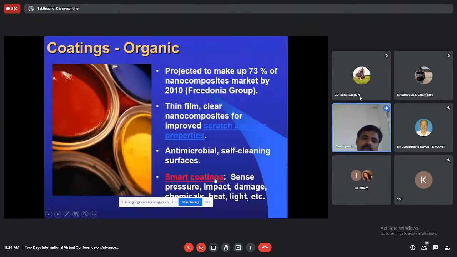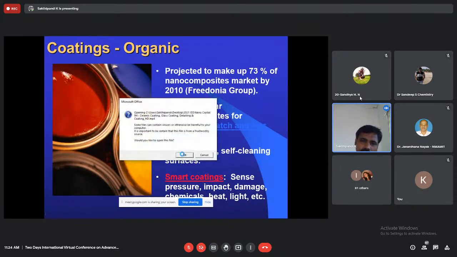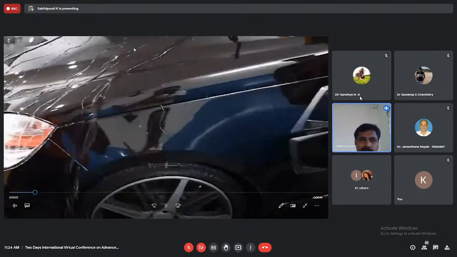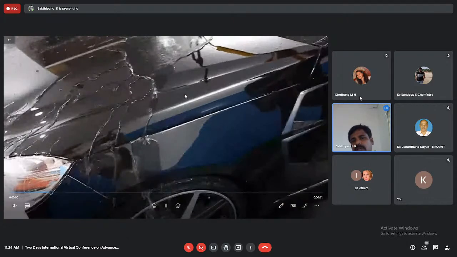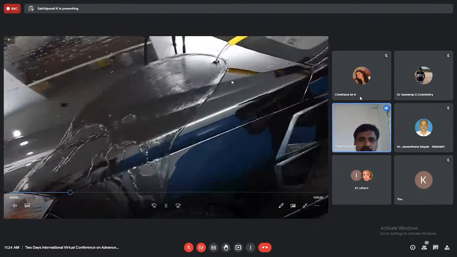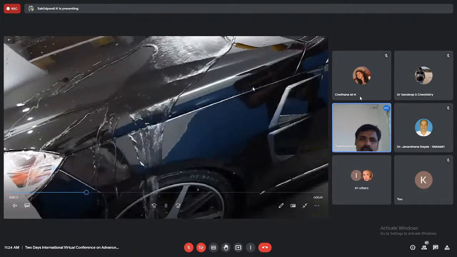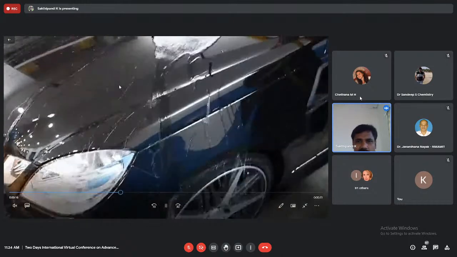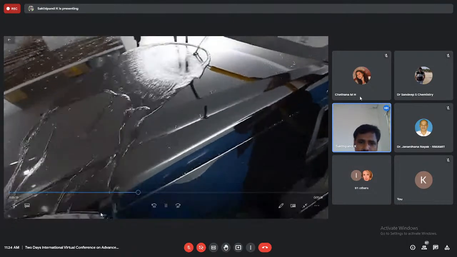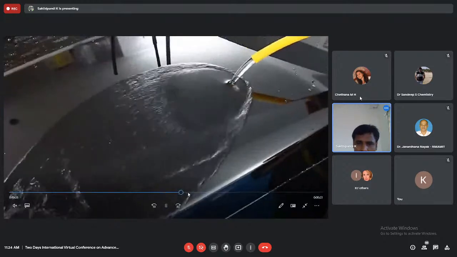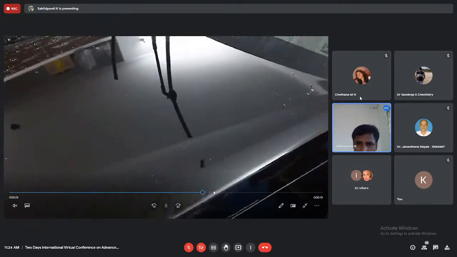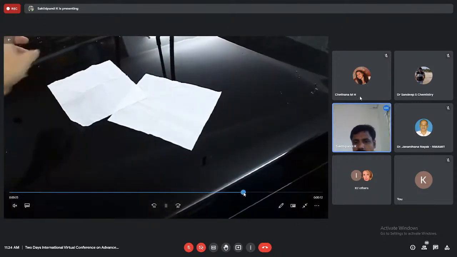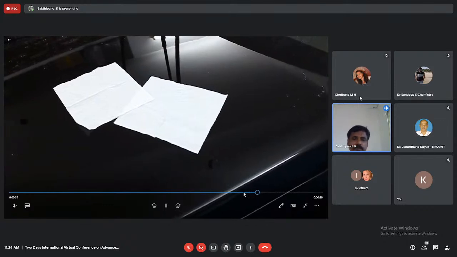Another one is the water repellent property. In the same way, the paint can control water repellence. Whatever water is put on the car, it will fall down. So the same technology is used in the paint.